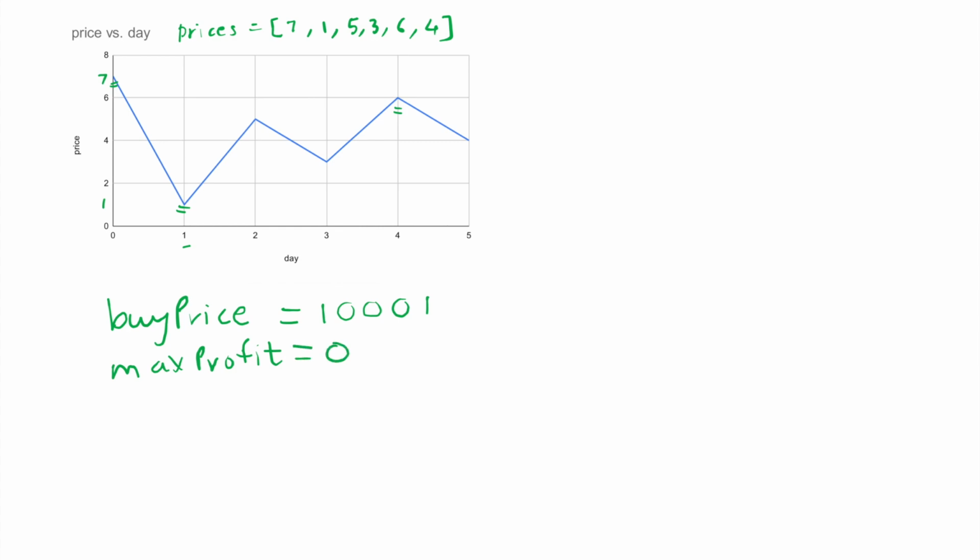Let's inspect the price at day 0. It is 7 and less than our buy price. We will compare the price of the stock with our buy price, and if the price of stock is less than our buy price, we will save the price of the stock in buy price. So we set buy price equal to 7. On day 1, the price is 1 and lower than our buy price. So we can set buy price to 1 to indicate a buy.